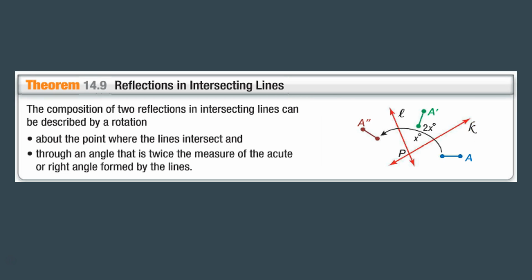Reflections in intersecting lines. The composition of two reflections in intersecting lines can be described by a rotation about the point where the lines intersect and through an angle that is twice the measure of the acute or right angle formed by the two lines. So we have our distance here, A, and we have our two lines that are intersecting, and we have our rotation. So then we have a rotation for A prime, and then A double prime, which is twice the distance.